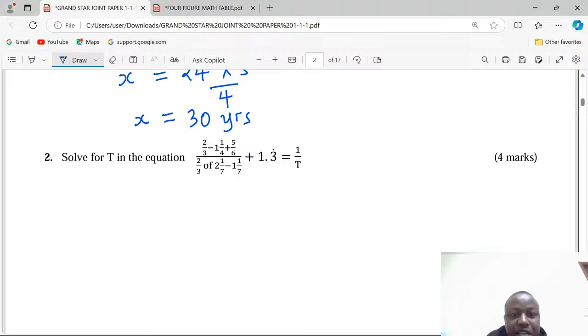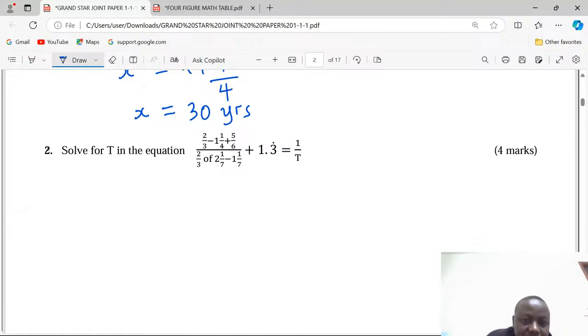Solve for t in the equation 2/3 minus 1¼ plus 5/6 divided by 2/3 of 2 and 1/7 minus 1 and 1/7, and then we have plus 1.3, and you can see that 3 is recurring. Then this is equal to 1/t.